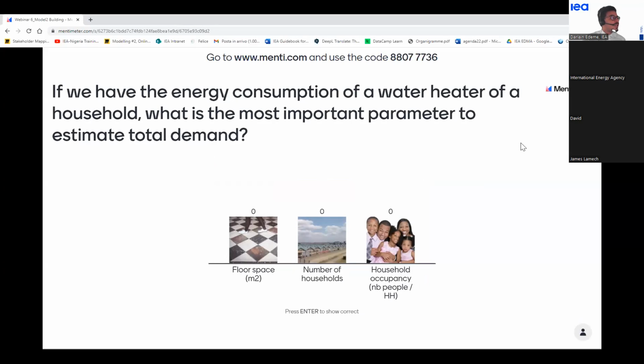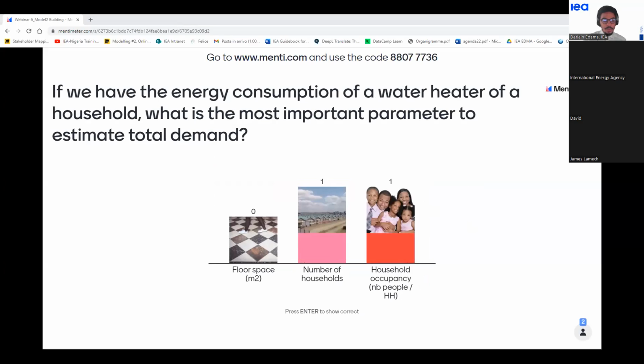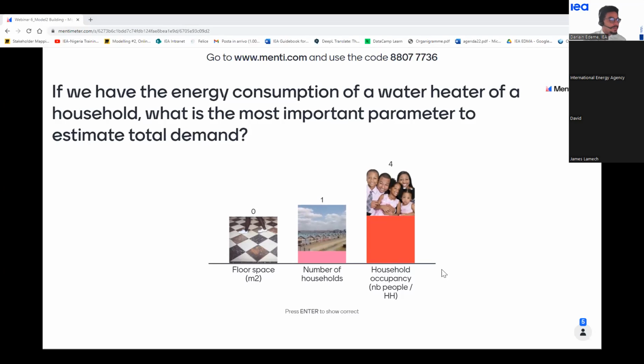Next question. If we have the energy consumption of a water heater of a household, what is the most important parameter to estimate total demand? So you can answer again. You can think that we have multiplier factors, like the number of households. We have the floor space, which I don't know if you think would be useful. We have the household occupancy, so how many people there are in the average household in this country. That could be Kenya, for instance. I see that the vast majority of you are answering household occupancy.